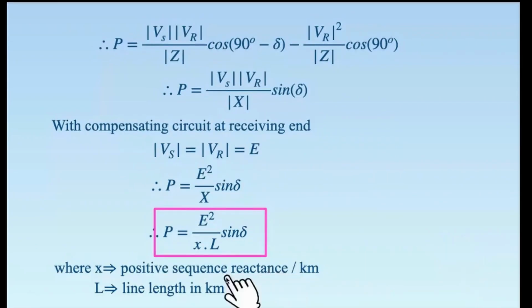Done. But this equation suggests that if I double the transmission distance, keeping all other parameters constant, it's not as simple as just doubling the distance and the power can be transmitted to double the distance. What happens is that as you increase the transmission distance, the voltage drop in the positive sequence reactance of the transmission line will prohibit the maximum power that can be transmitted to that distance.